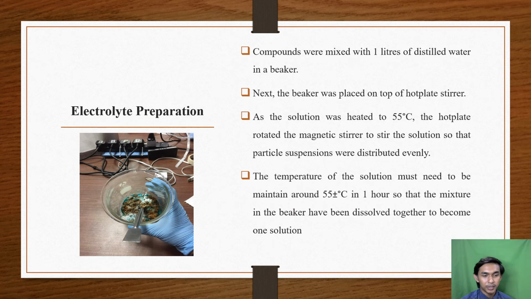After mixing all the chemical compounds, the next preparation is that the compound was mixed with 1 liter of distilled water in a beaker. Next, the beaker was placed on top of a hot plate stirrer. Next, as the solution was heated to 55 degrees Celsius, the hot plate rotates the magnetic stirrer to stir the solution so that the particle suspension was distributed evenly.